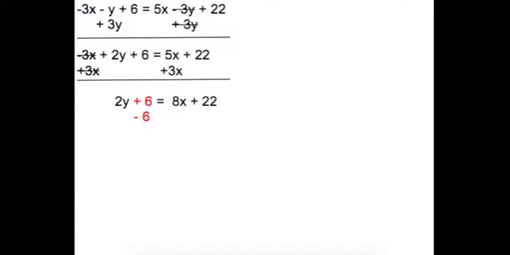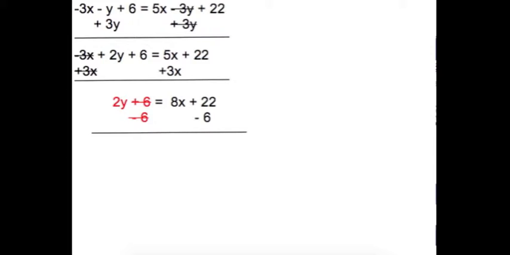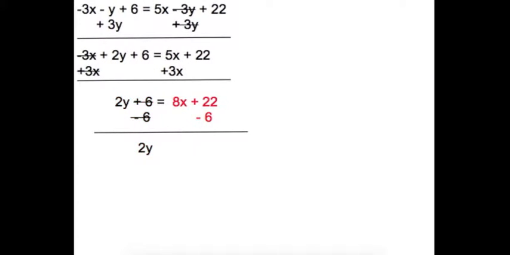Let's get rid of the positive 6 by subtracting 6. What we do to one side of the equation, we have to do to the other side. Let's simplify the left side first. We know that positive 6 and negative 6 will cancel each other out, leaving us with just 2y. Let's simplify the right side of the equation now. 22 minus 6 will be 16, so we are left with 8x plus 16.